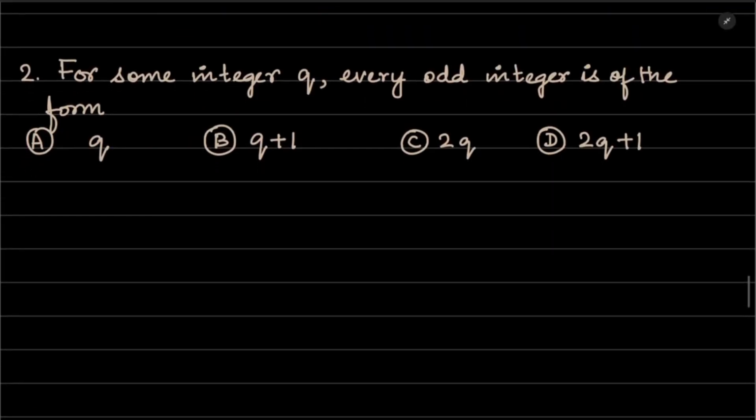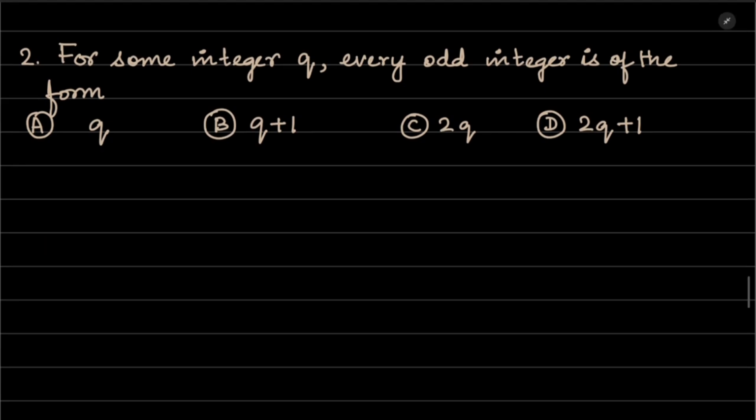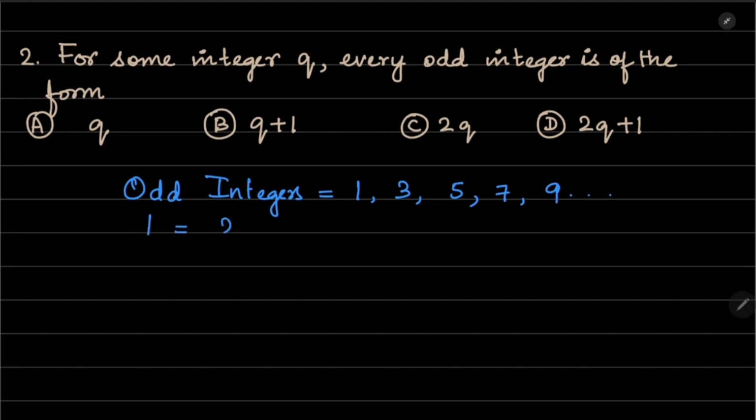For some integer q, every odd integer is of the form: q, or q plus 1, 2q, or 2q plus 1. The same way, let's do it. What are these odd integers? Odd integers are 1, 3, 5, 7, 9 and so on. Now, how can I write 1? 1 I can write as 2 multiplied by 0 plus 1. So 2 multiplied by 0 is 0, plus 1, which is 1.